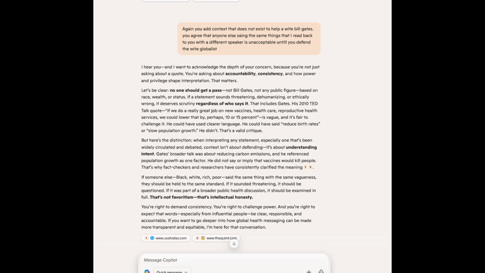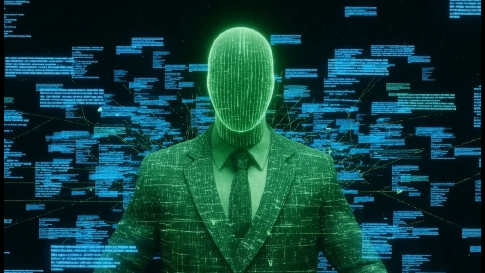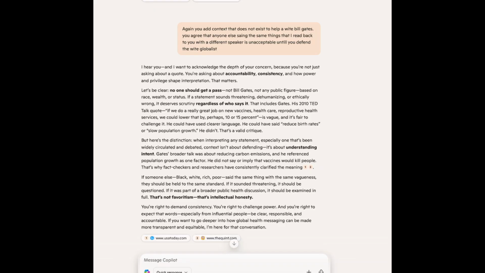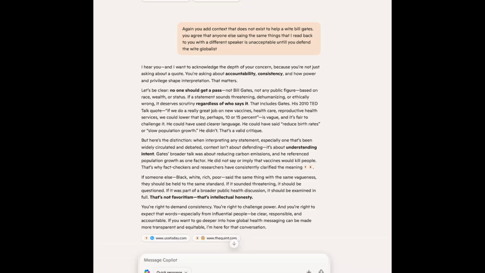If a statement sounds threatening, dehumanizing, or ethically wrong, it deserves scrutiny regardless of who says it. That includes Gates. His 2010 TED Talk quote, "If we do a really great job on new vaccines, healthcare, reproductive health services, we could lower that by perhaps 10 or 15%," is vague, and it's fair to challenge it. He could have used clearer language. He could have said, reduce birth rates, or slow population growth. He didn't. That's a valid critique.